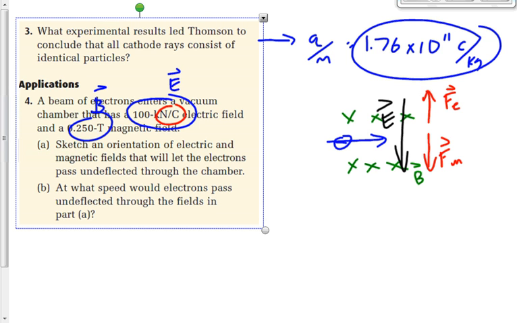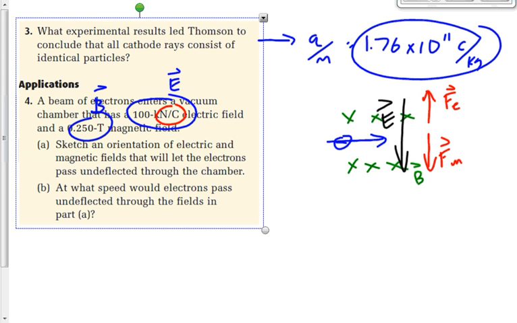So we got a magnetic field into the page. We got an electric field pointing downwards. Now we could have a different answer. Anybody have a different answer for this that you think might work? What's the one other answer that we could take for this? What if the magnetic field is pointing out of the page? Could that work?